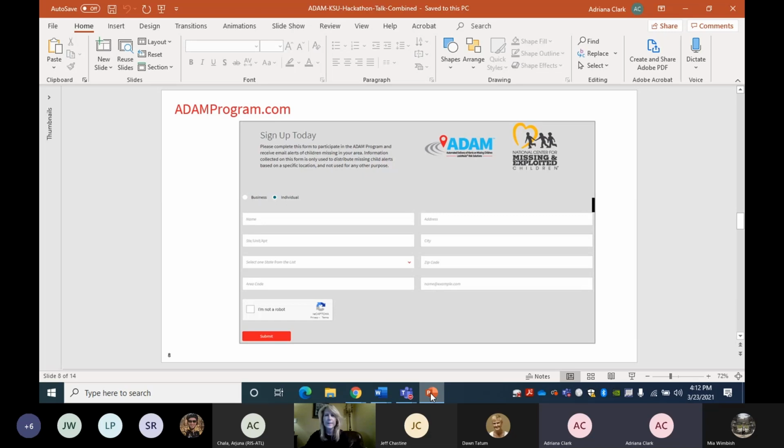Okay, and next. This is the form we use to promote the ATOM program and where someone would go to sign up. It's a simple process. Individuals and businesses can register to receive alerts in their area based on their address. And after completing the form, you will receive a verification email before being registered as a recipient. So again, it's atomprogram.com, and please pass it along.